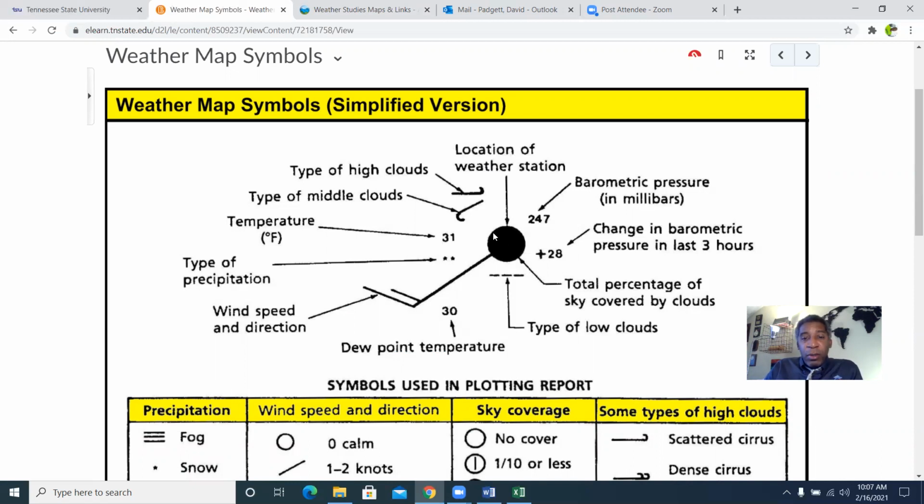Now, notice that this dot is completely filled in. That means we have 100% cloud cover. If it was half filled in, it will be 50% cloud cover on a particular day. Now over here, a lot of these symbols we're not going to see on most weather maps. A lot of them we are. The temperature is going to be to the upper left-hand side of the circle. The dew point temperature is going to be on the lower left-hand side.